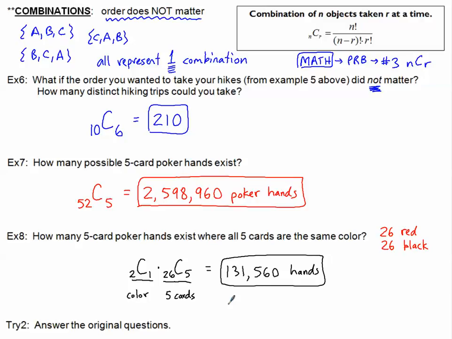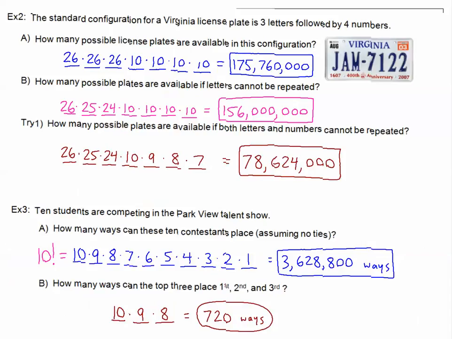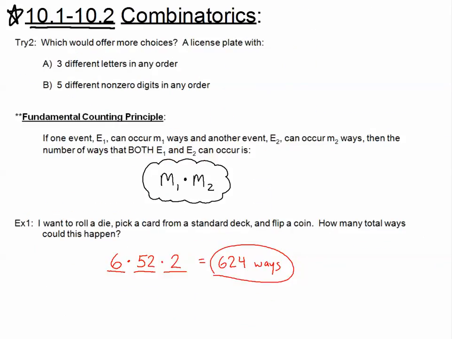Now that you've learned all the combinatorics, I'd like to go back and see if you got the correct answer for try 2. It says answer the original questions. So let's go back, all the way back to the beginning, and see about those license plates. So we said 3 different letters in any order or 5 different non-zero digits in any order. Now we have the tools to be able to attack this.